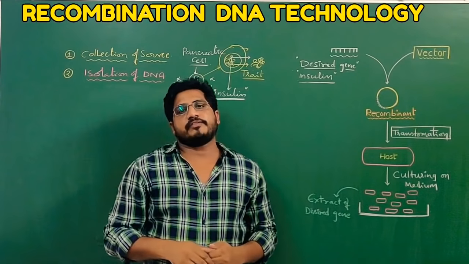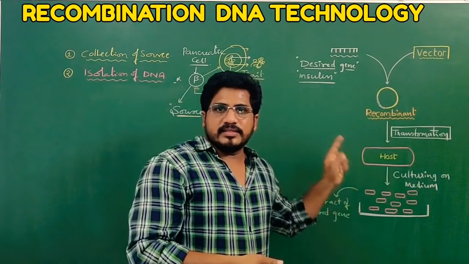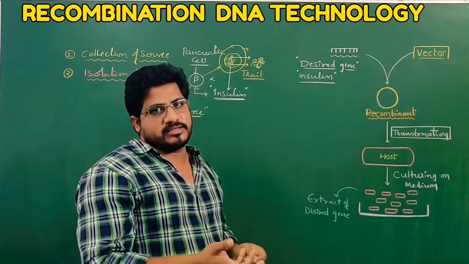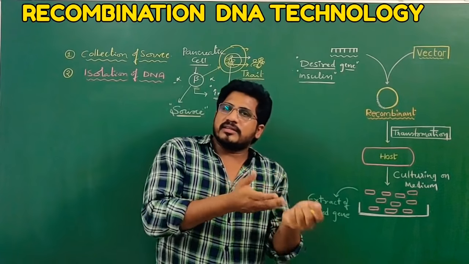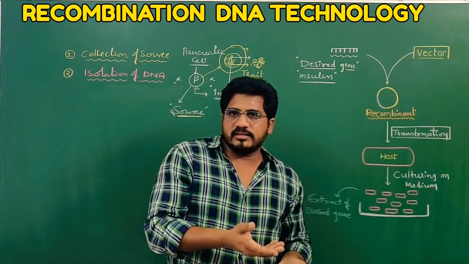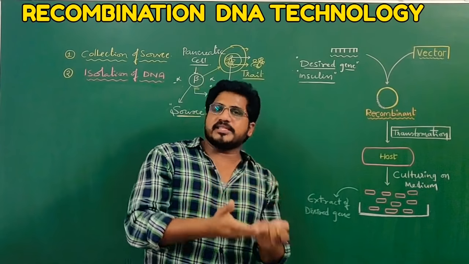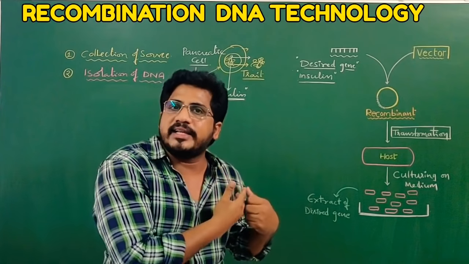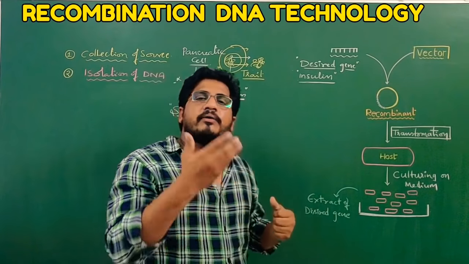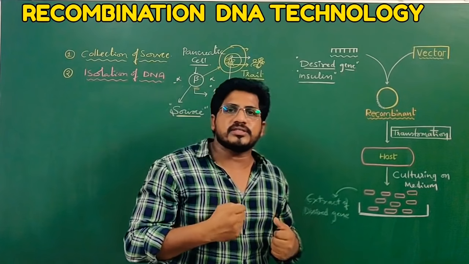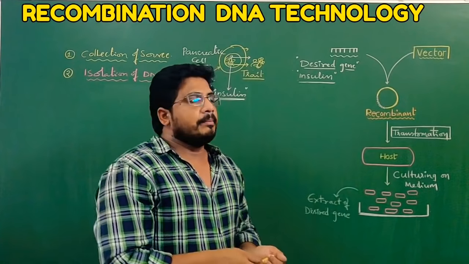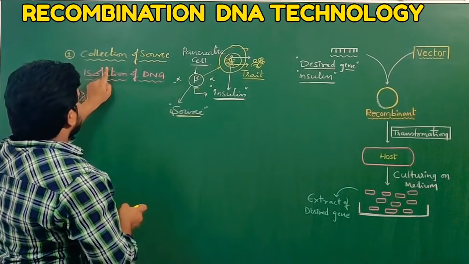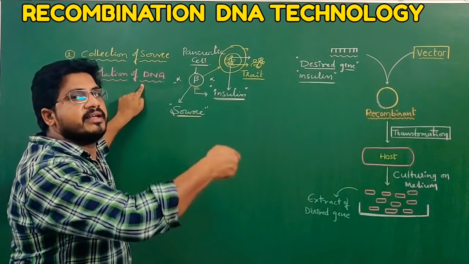In the very first class itself, I told you about lysing enzymes. If this is an animal cell, we have to use protease. If it is a plant cell, we have to use cellulase or hemicellulase. If it is an algae cell, we have to use hemicellulase. If it is a fungal cell, we have to use chitinase. If it is a bacterial cell, we have to break the bacterial cell wall, and for that we have to use lysozyme. So, by using lysozymes, we isolate the DNA from the cell.